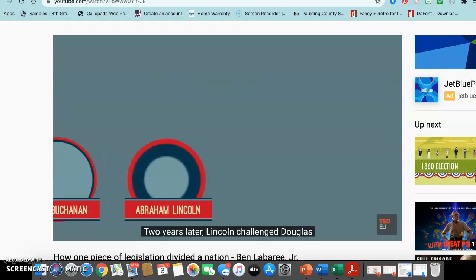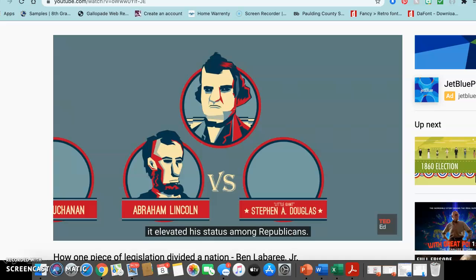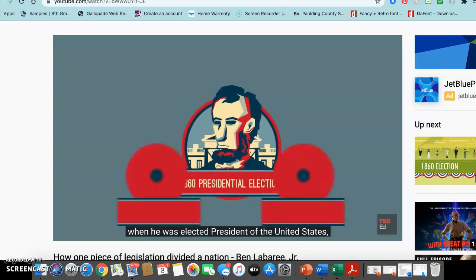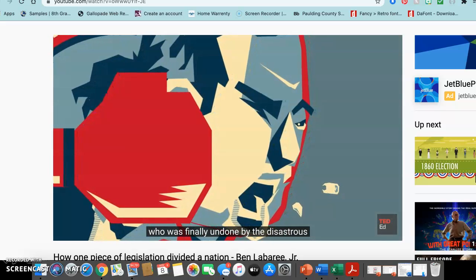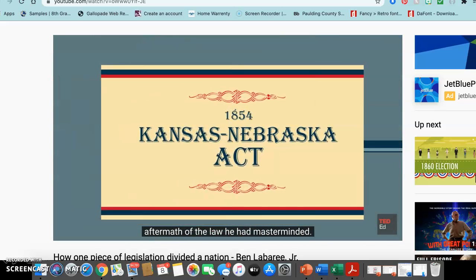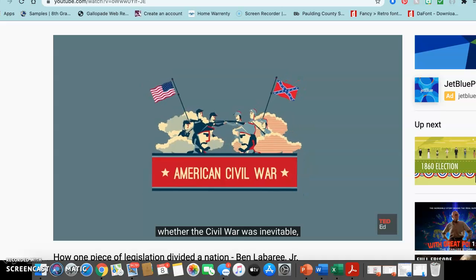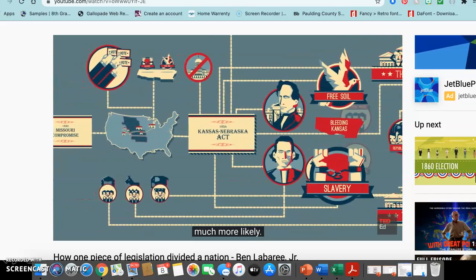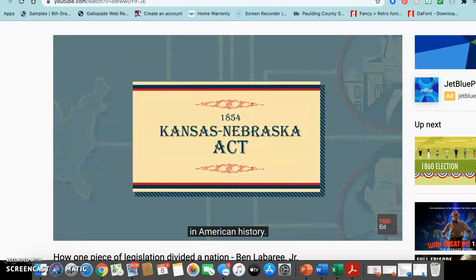Two years later, Lincoln challenged Douglas for his Illinois Senate seat, and although he lost that contest, it elevated his status among Republicans. Lincoln would finally be vindicated in 1860 when he was elected President of the United States, defeating in his own home state a certain Northern Democrat who was finally undone by the disastrous aftermath of the law he had masterminded. Americans today continue to debate whether the Civil War was inevitable, but there is no doubt that the Kansas-Nebraska Act made the ghastly conflict much more likely. And for that reason, it should be remembered as one of the most consequential pieces of legislation in American history.